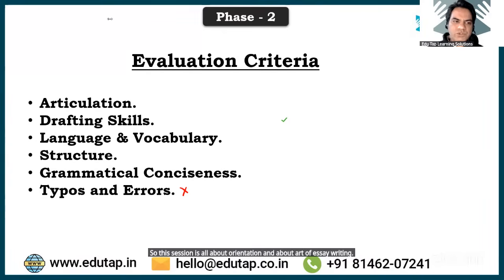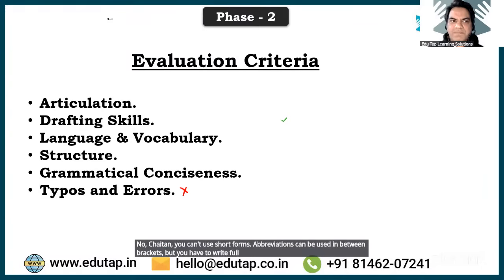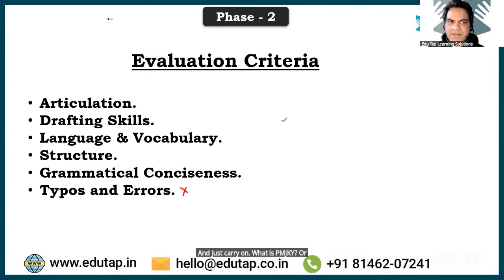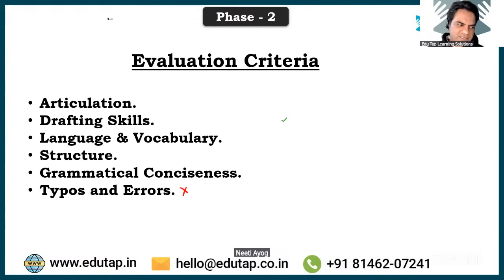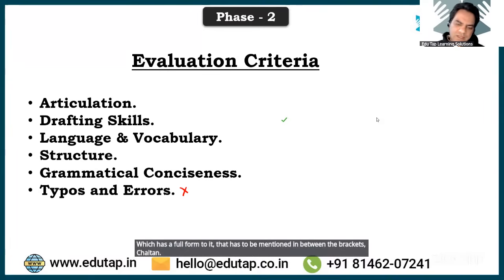No, Chetan, you can't use short forms. Abbreviations can be used in between brackets, but you have to write the full form. You can't just write PMJKY and just carry on. What is PMJDY? Pradhan Mantri Jan Dhan Yojana. That has to be written in the brackets. If you want to write, let's say, RBI, RBI is acceptable. That is very common to everyone, right? Niti Aayog is acceptable. CBI or ED is acceptable. These common abbreviations are acceptable. But if you're writing something which has a full form, that has to be mentioned in between the brackets, Chetan. So you can't just use short forms.